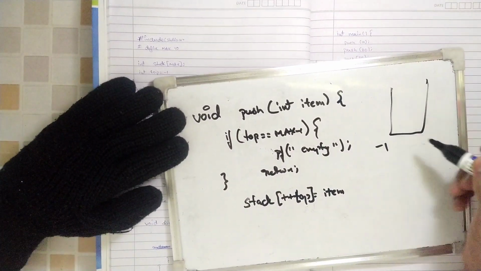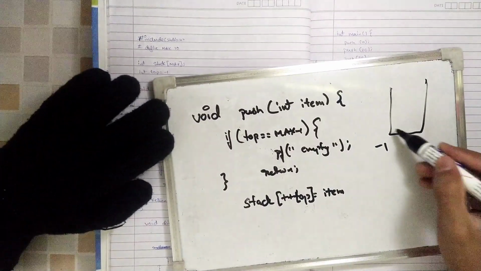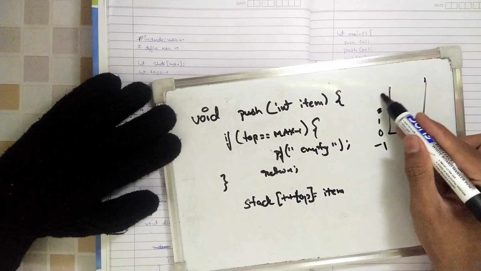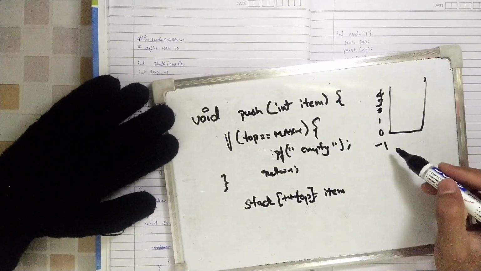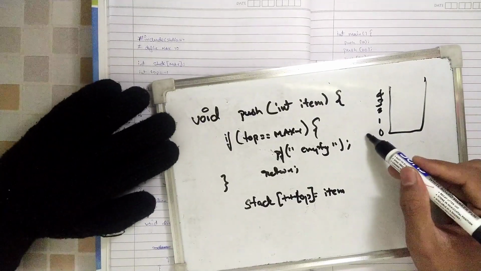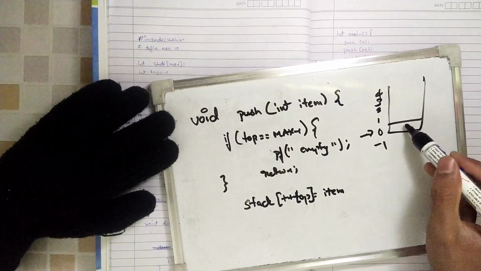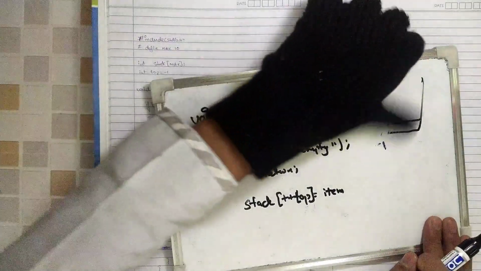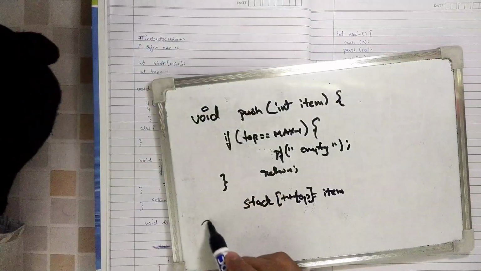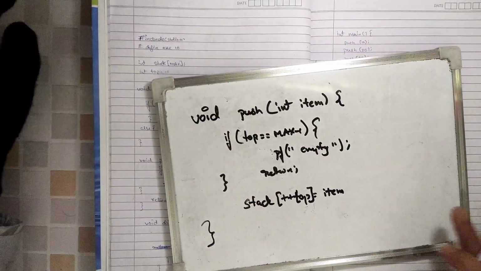Why like that? Because top is minus 1, right? So you cannot store at minus 1, it doesn't exist; the locations are 0, 1, 2, 3, 4 like this. So you increment top, so your top is here now, and then the item will be added here. Okay, so this part is over.